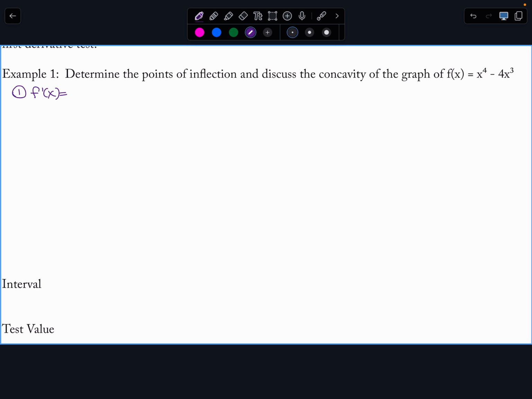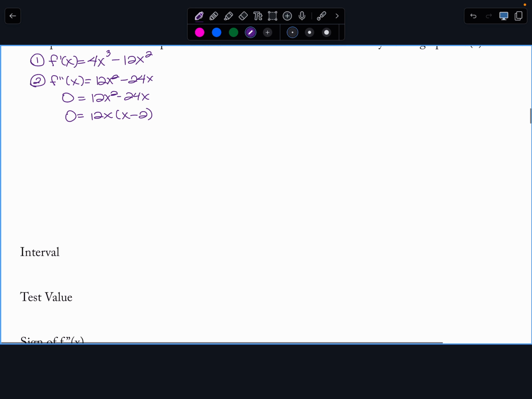So what's f prime of x equal to? 4x cubed minus 12x squared. I'm then going to take a second derivative. So my second derivative is 12x squared minus 24x. I'm going to set this equal to 0, and I'm going to factor out a common factor of 12 and an x. And so when I solve, I get x is equal to 0 and 2.